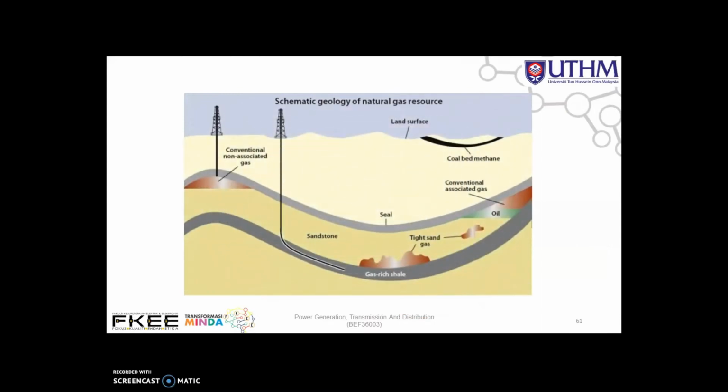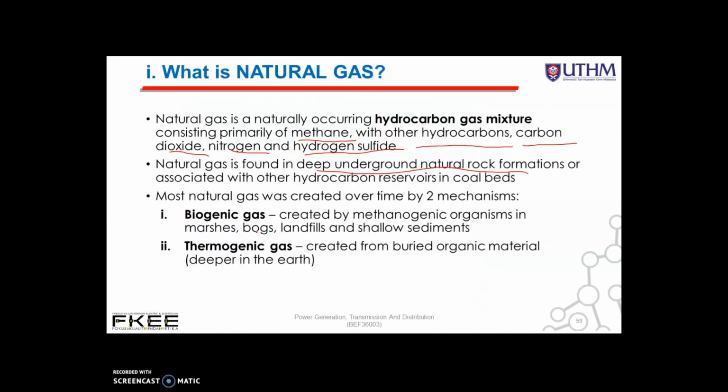So basically, it is found deep under natural rock formations. Okay, so same with this figure. We can see the natural gas is underneath the surface of the ground. So basically there are two mechanisms on how the natural gas was created. First is the biogenic gas, created by methanogenic organisms in marshes, bogs, landfills, and shallow sediments. The second one is thermogenic gas. It is created from buried organic material deeper in the earth.